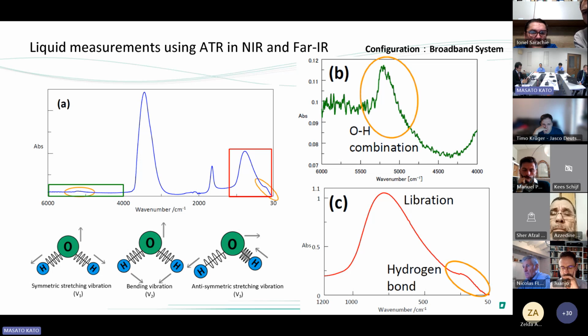Liquid measurements using ATR in NIR and FIR regions. The advantage of liquid sample measurement is that the OH band of the solvent can be evaluated. Using full vacuum FTIR allows, for the first time, evaluation of the effect of water molecular vibrations under different conditions such as temperature, pressure, and ion concentrations. It is possible to evaluate minute changes in OH vibration not only in the mid-IR region but also in FIR and NIR.